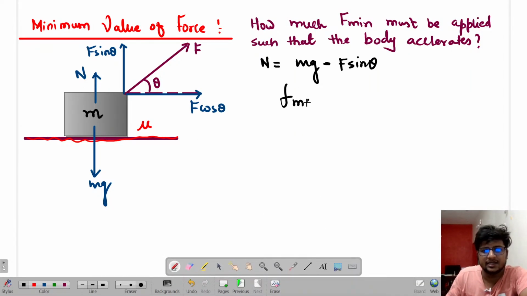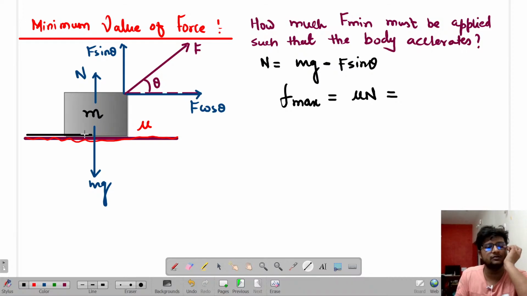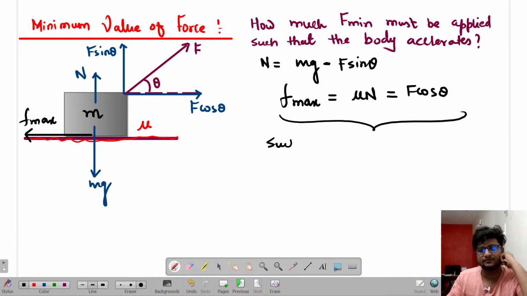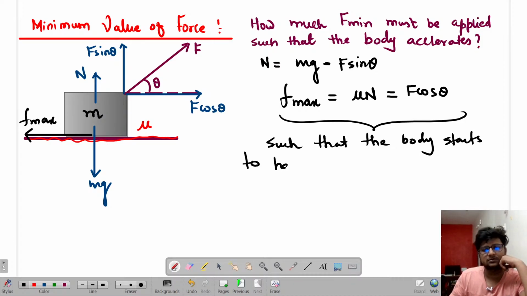So this means that F max must be exactly equal to how much? My mu N. This frictional force must be exactly equal to my minimum applied force, which is F cos theta in the horizontal direction, such that the body starts to have a tendency of motion.